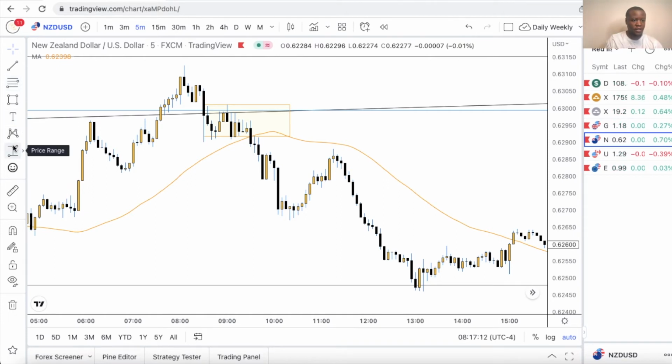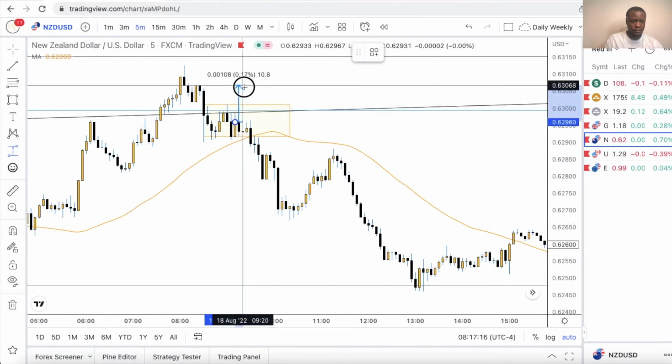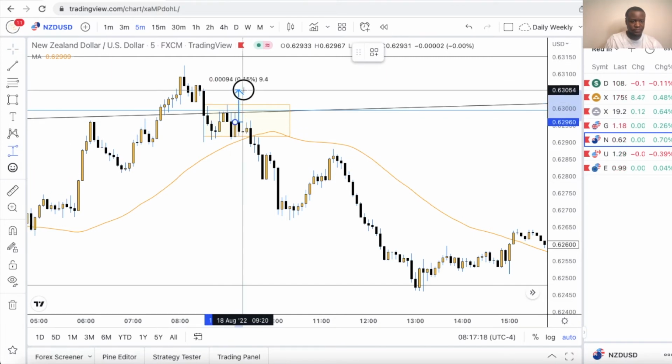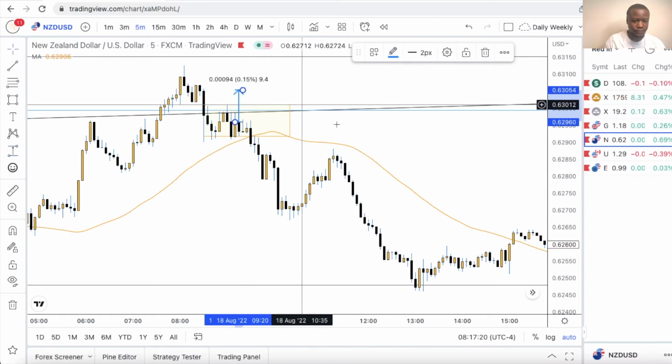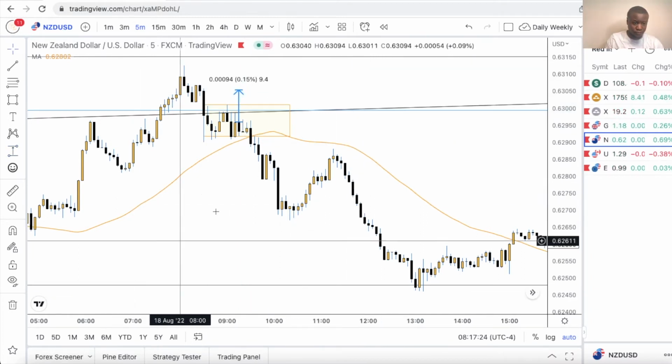So you could put a 10 pip stop loss, like right here. So that'd be like $100. So that is good risk management as well.